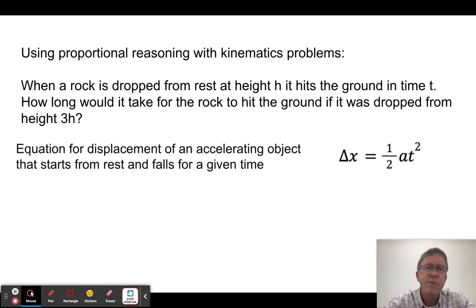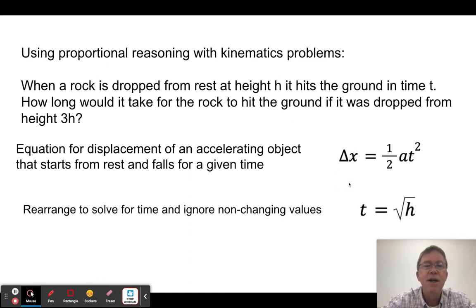Well, the object is dropped from rest from a particular height. So it travels from one position to another. It is accelerating because it's falling, and I know time. It started from rest, so I can use this equation. I'm telling you, you're going to use this equation a lot. So basically, now that I've got this, I say, all right, I can rearrange this, since I'm only asked about height and time, acceleration and this 1/2 don't matter, right?